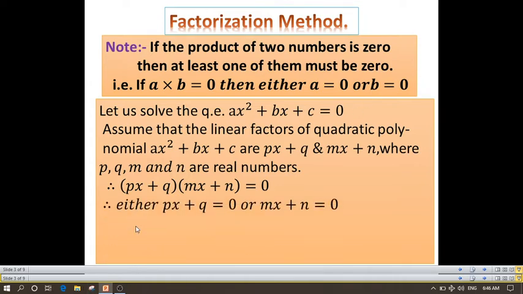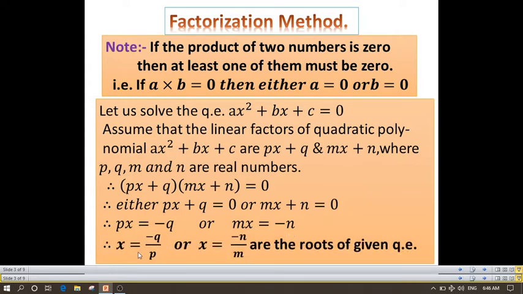Therefore px plus q is equal to 0 or mx plus n is equal to 0. Therefore px is equal to minus q or mx is equal to minus n. Therefore x is equal to minus q upon p or x is equal to minus n upon m are the roots of given quadratic equation.